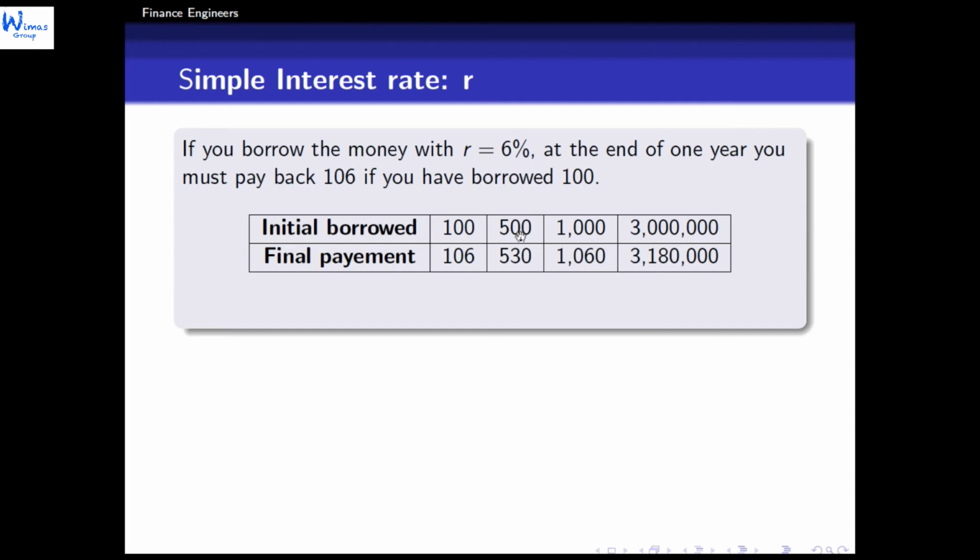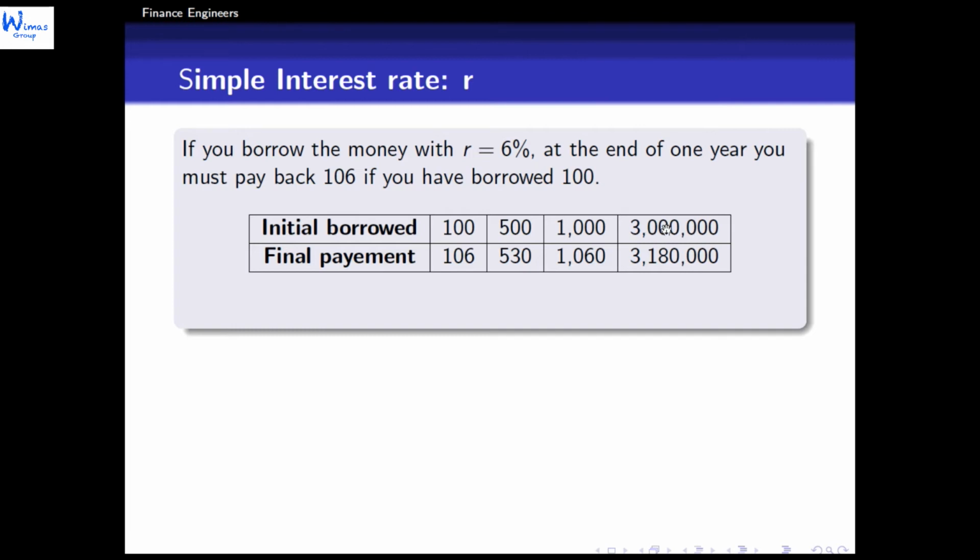That means it's 6 times 5, which is 30. If you have borrowed 1,000, you are going to pay back 1,060. If you have borrowed just 3 million after 1 year with interest rate 6%, you are going to pay back 3,180,000, because in 3 millions we have 30,000 hundreds.